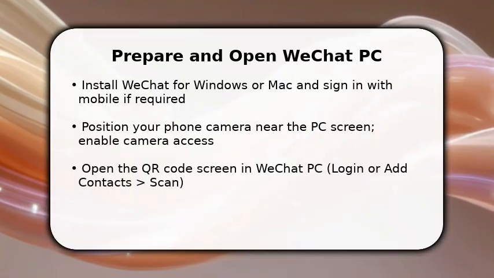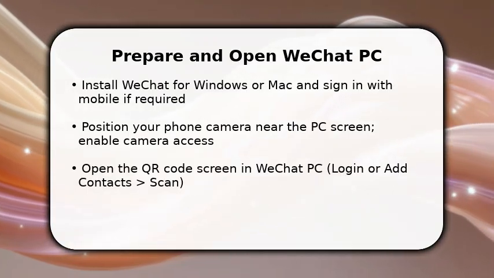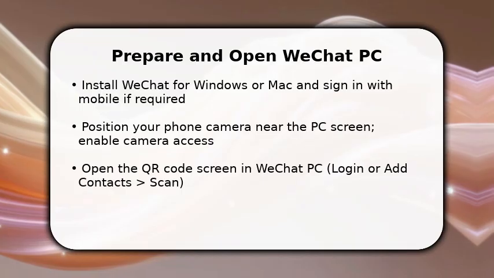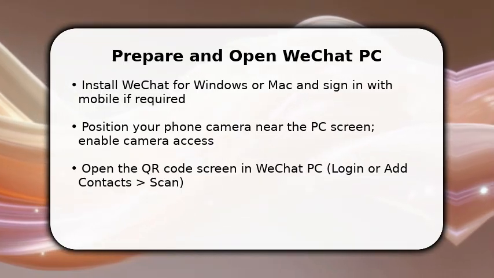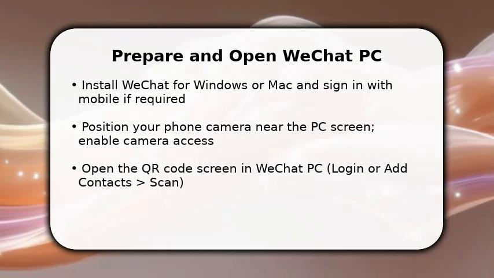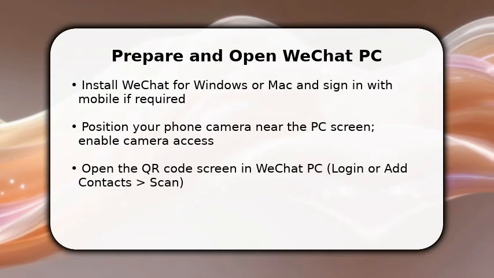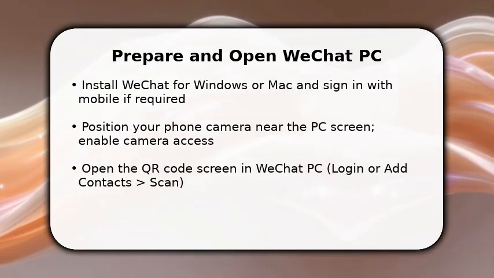You start by launching WeChat on your computer and locating the QR code prompt. This is the action point. Make sure your phone's WeChat is ready with the scanner open. Once done, place your phone close to the monitor so the camera can focus. You're doing this because the PC displays a high-resolution QR image that your phone needs to read.